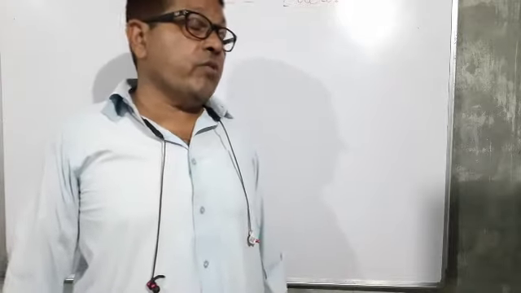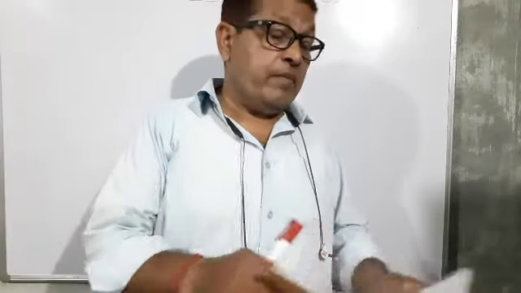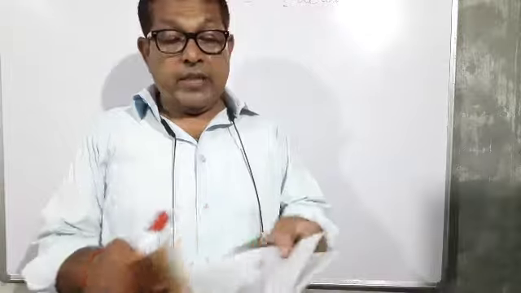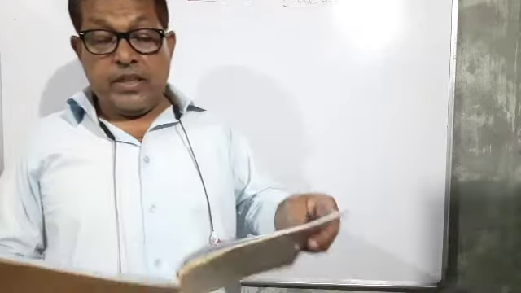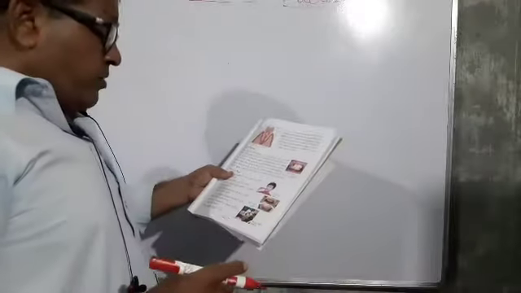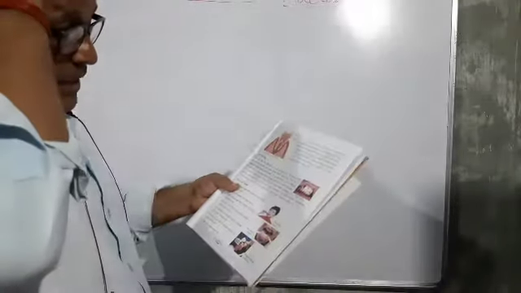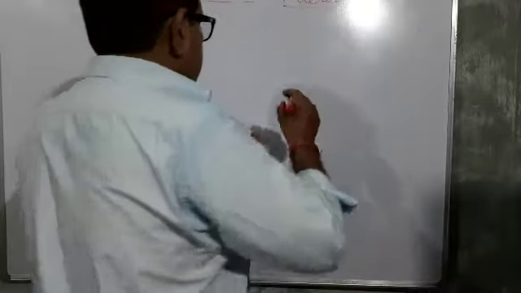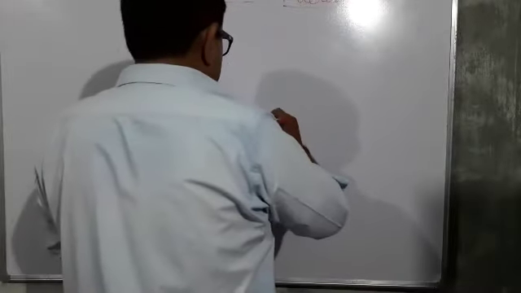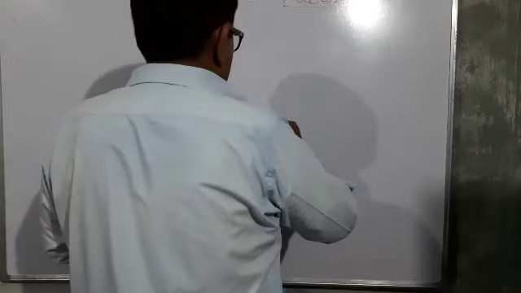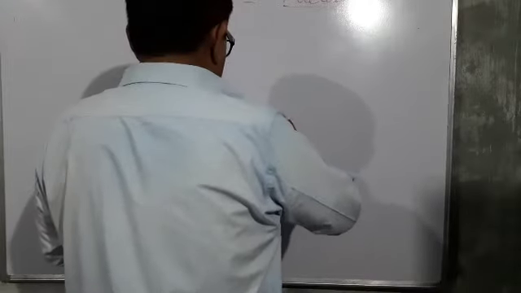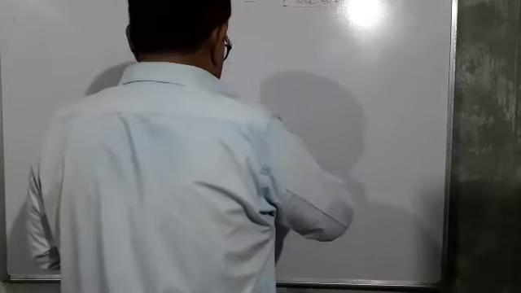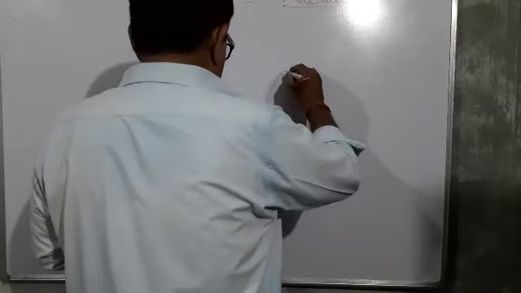So now today we are going to study the structure of the tooth. We have to study one diagram, given on page number 47. You can see the diagram in your book. It is a clearer diagram.